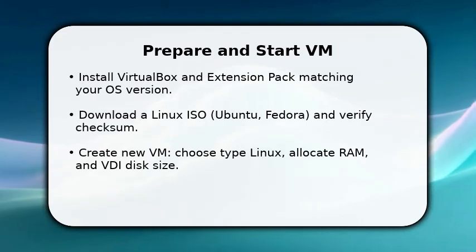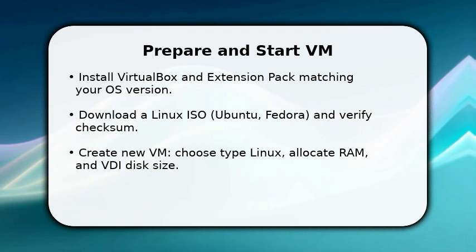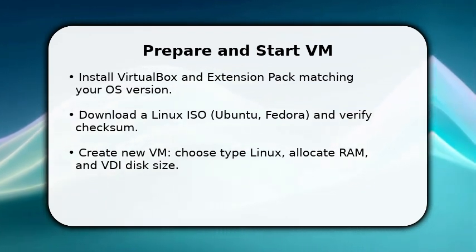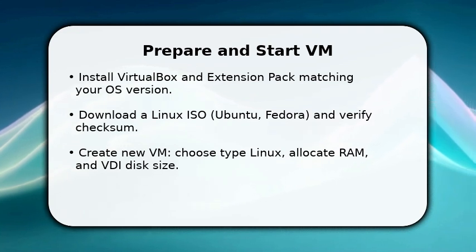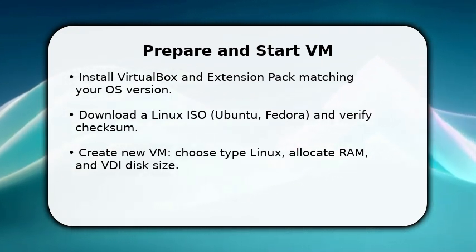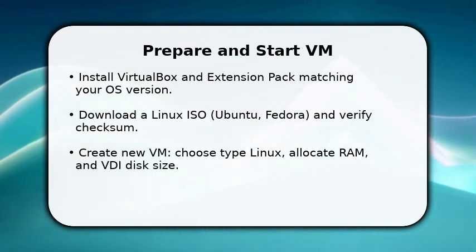You begin by installing VirtualBox and the matching extension pack so USB and network pass-through work. Next, download the Linux ISO and verify its checksum to avoid corrupt images. Create a new VM, pick Linux, set the version, assign RAM 1-4GB depending on needs, and create a VDI virtual disk with dynamically allocated storage.